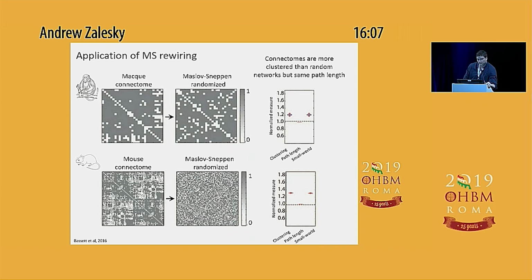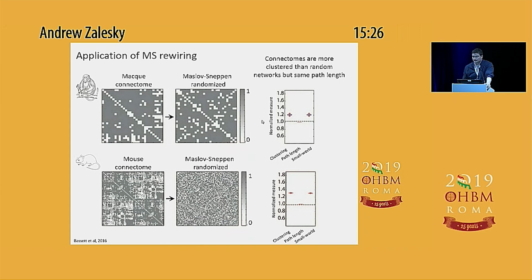This is some work from Bassett from a couple of years ago. On the left here, we see the empirical connectomes, and we can then rewire these using Maslov-Sneppen rewiring. What I've shown here is just one sample. In practice, we would sample from this space multiple times and therefore generate multiple null networks. And as I've mentioned, we can then compute, for example, the clustering and path length and normalize them. So we have our path length in our original macaque connectome. We can take the average path length in our rewired networks and take the ratio.